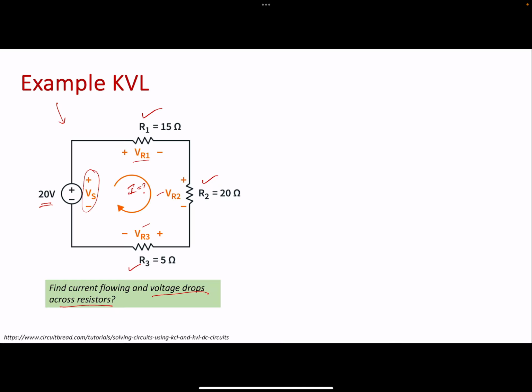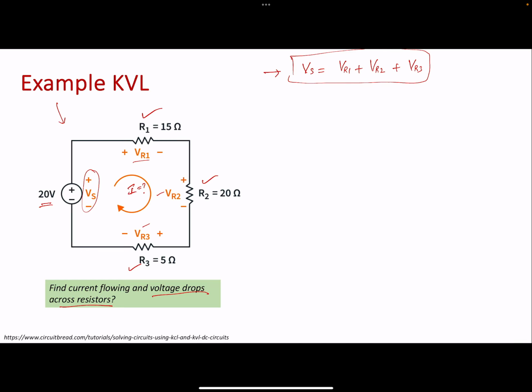Okay, so if I apply Kirchhoff's voltage law, which states that the summation of all the voltages in a closed loop must be equal to 0, then what we get is Vs should be equal to VR1 plus VR2 plus VR3. Okay, so this is good. We are going to come back to this in a second.